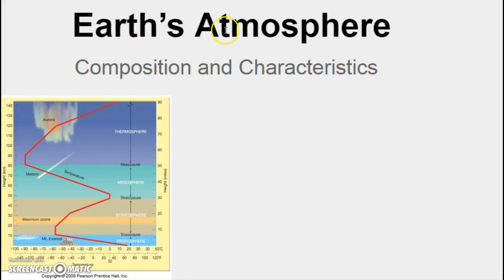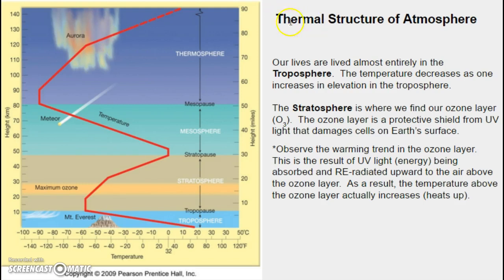This lecture is going to be on the Earth's atmosphere. We're going to be looking at the composition and the characteristics of the atmosphere in a couple different ways. So we're going to be using terms like troposphere, stratosphere. We'll talk about the composition of the atmosphere and some changing conditions. So here goes.